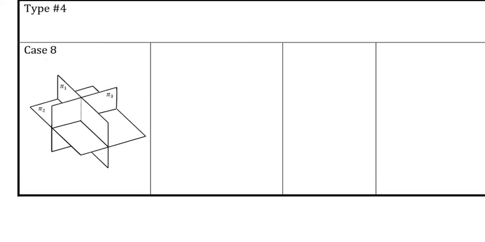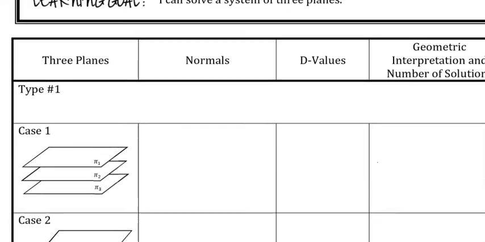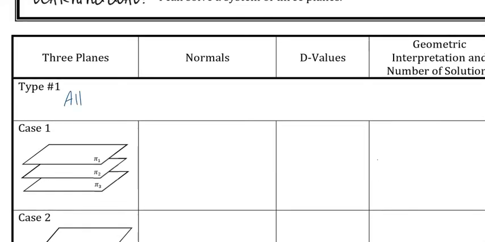So all 3 planes are parallel. All 3 normals are collinear. Collinear, what does that mean mathematically? What was the terminology we used that I was trying to get people to say on Friday? Do you remember?